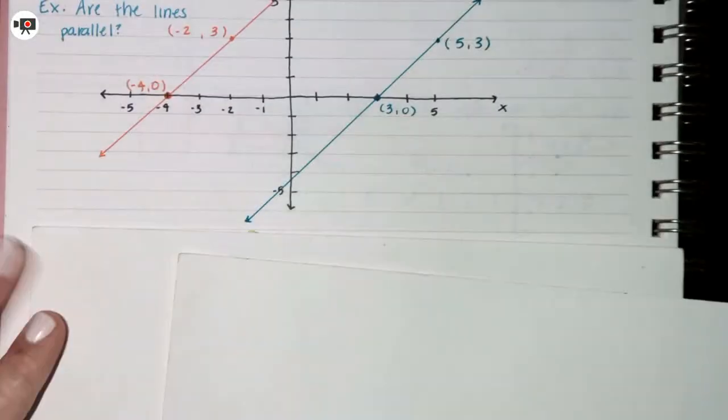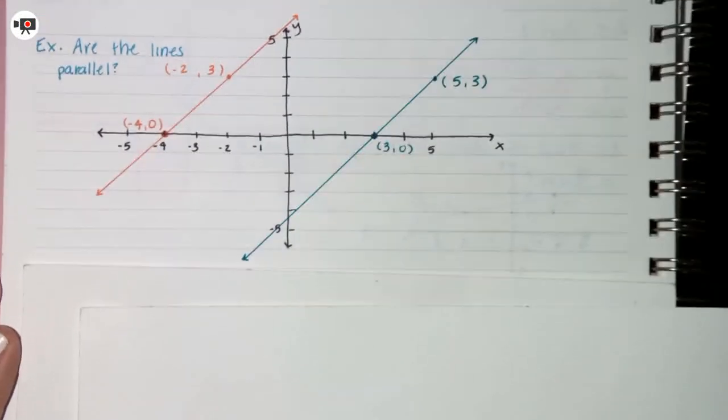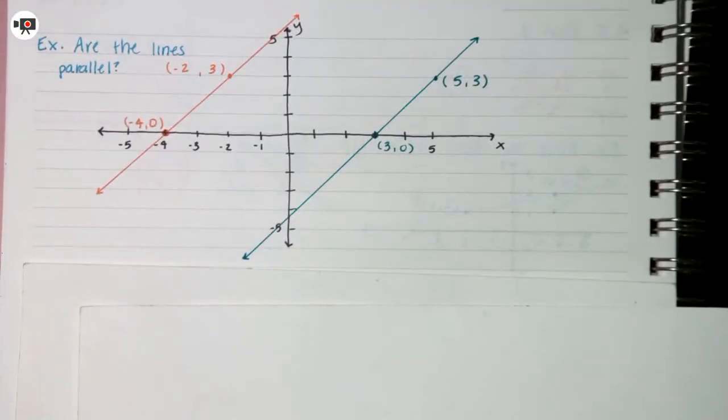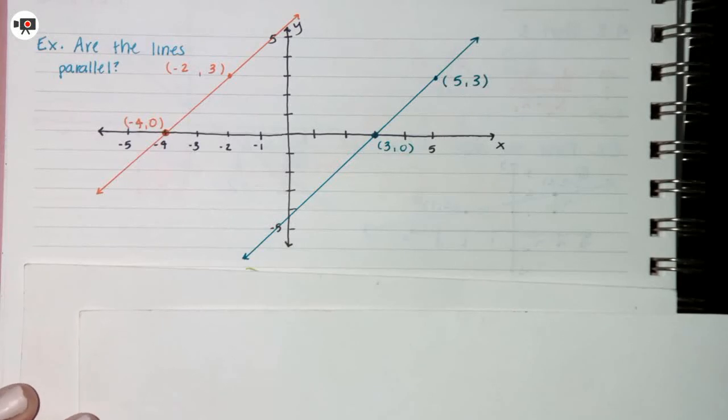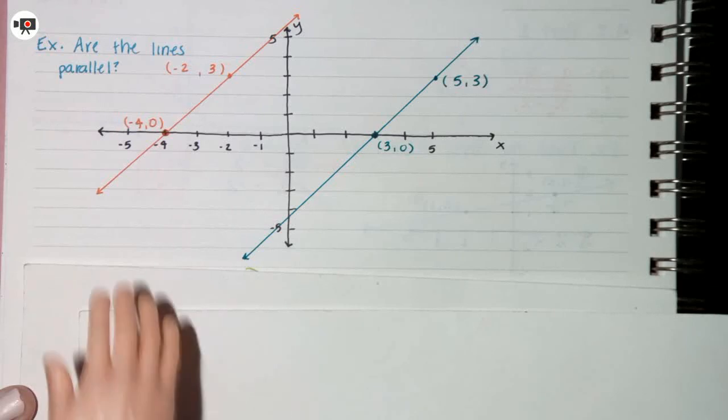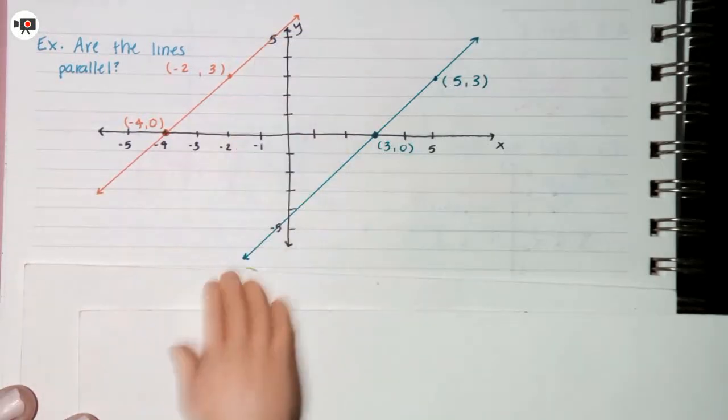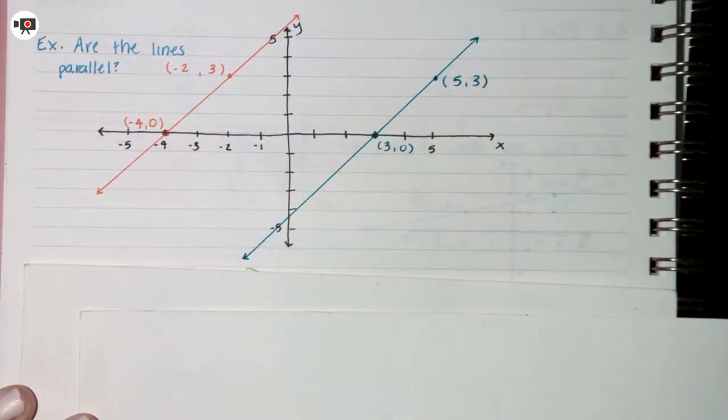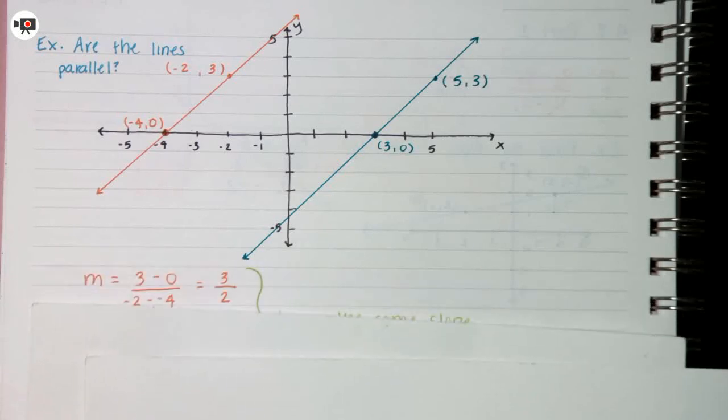So let's see if these two lines are parallel. They look like it, but if I continue them on forever, will they intersect at any point? To test if they are parallel, I'm going to find the slope of the first one and the slope of the second one. If they are the same, they are parallel. If they are not the same, they are not parallel.